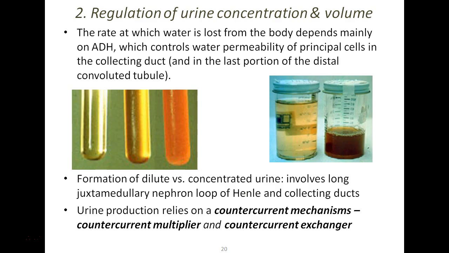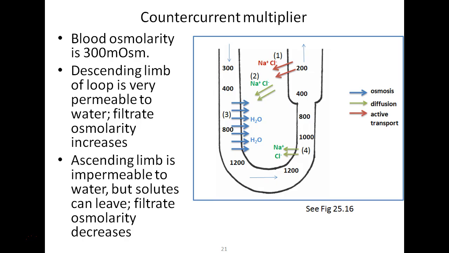So let's look at how urine production relies on two specific mechanisms, the countercurrent mechanisms, that is the countercurrent multiplier and the countercurrent exchanger. Here we see the countercurrent multiplier. Notice how we are observing what's happening in the nephron loop at this location. So let's back up a bit and think about ADH again. Recall that ADH is reliant upon the concentration gradient of sodium and chlorine ions in the interstitial fluid surrounding these nephron tubules.